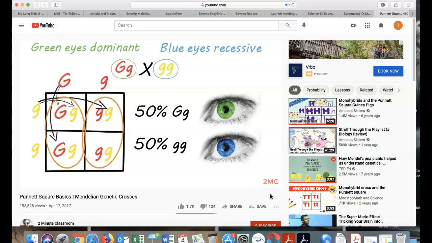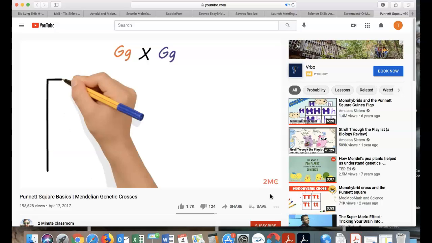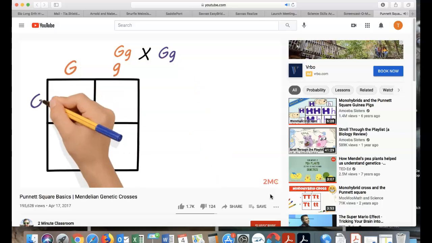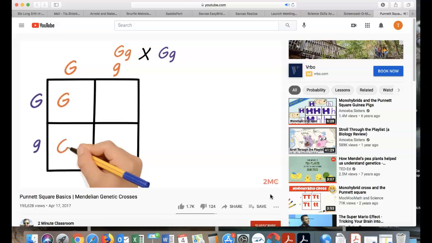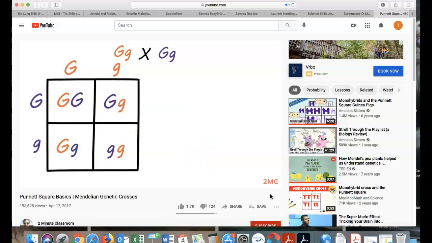Let's look at another example. Cross two genes that are heterozygous for eye color in this example. So big G, little g crossed with big G, little g. These colors are just for illustration purposes. So we begin, we draw our Punnett square, and put one gene on top and the other down the side. And then carry letters through to their respective quadrants and analyze the results.